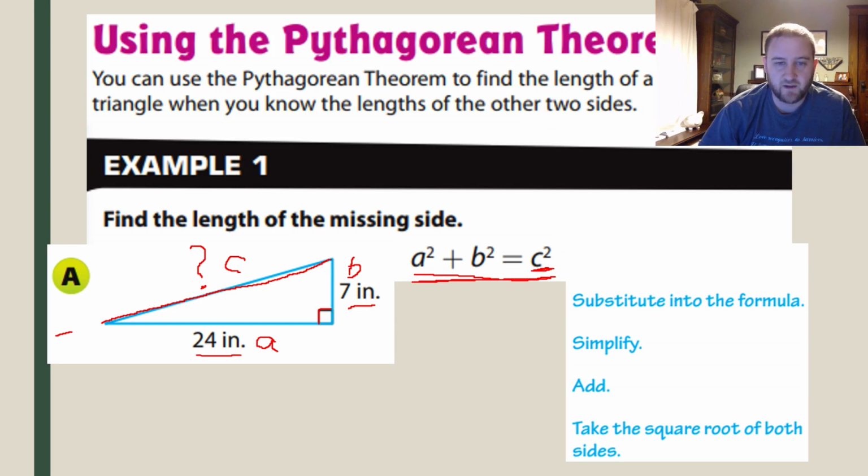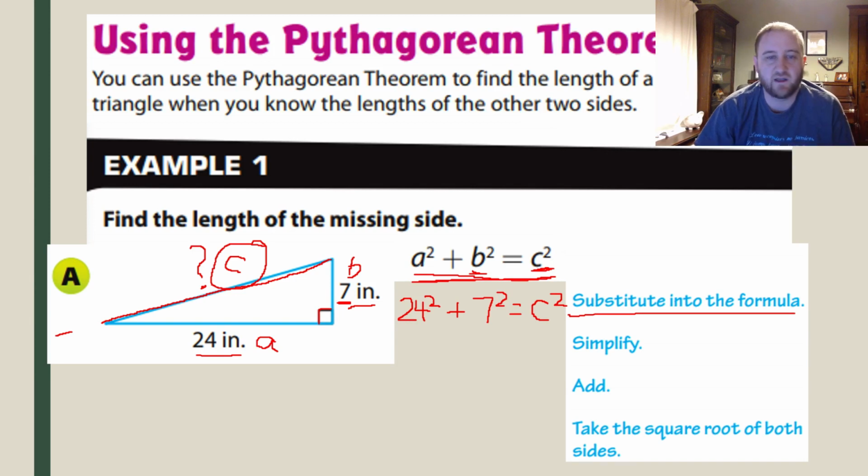Okay. So first thing we want to do is substitute into the formula. For A squared, we're going to do 24 squared. Then we're going to do plus, for B squared, 7 squared, because B is 7. And then C is what we're missing, so I'm going to leave this as C squared. This is what we're going to try and solve for.